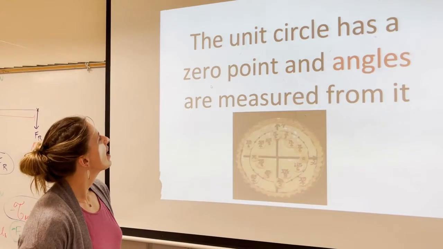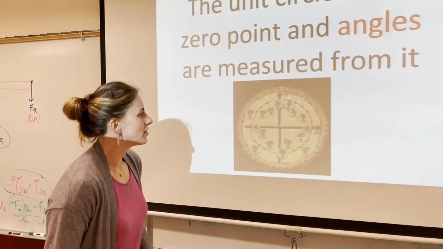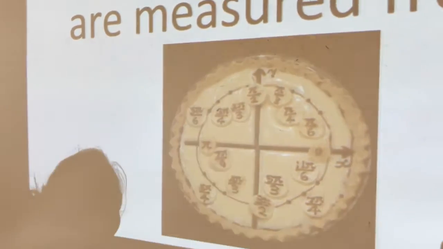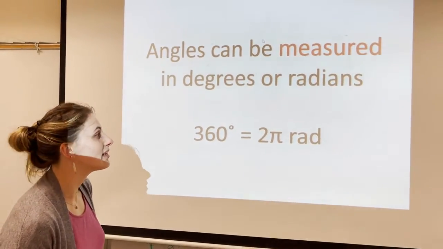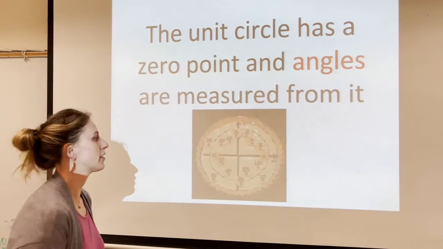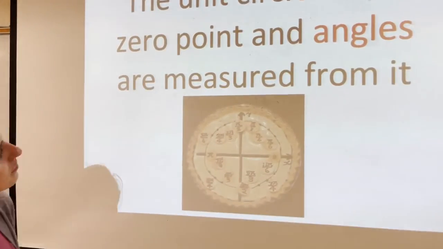The unit circle has a 0 point, and angles are measured from it. That looks like a pie. Lovely. Angles can be measured in degrees or radians. Our lovely friend, the radians. So 360 degrees is equal to 2 pi radians, right? 360 degrees is equal to 2 pi radians. I only see one pi there. Sorry.